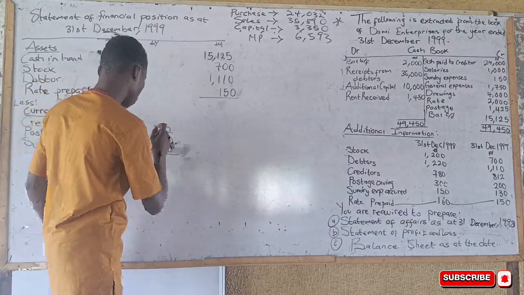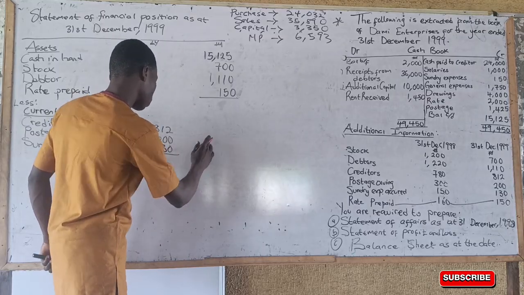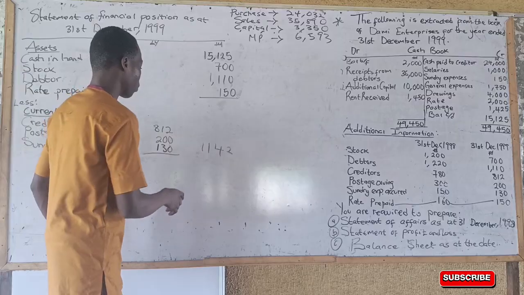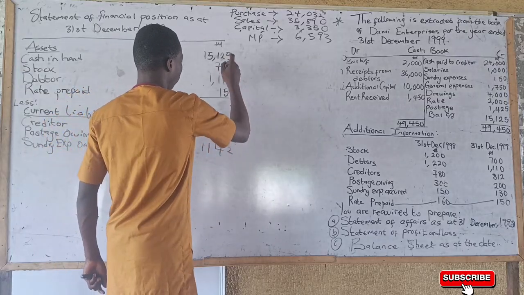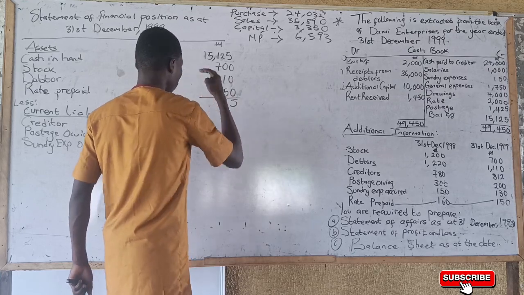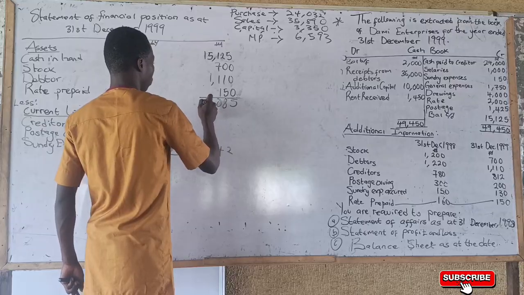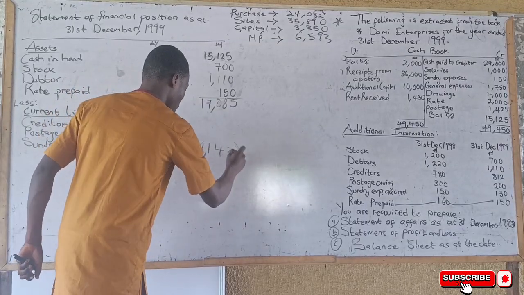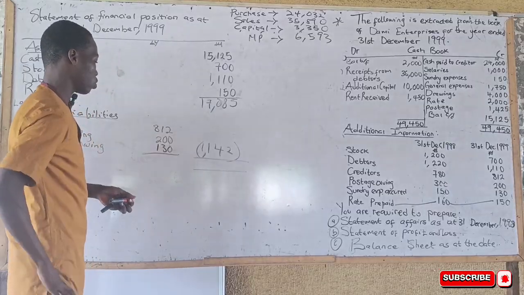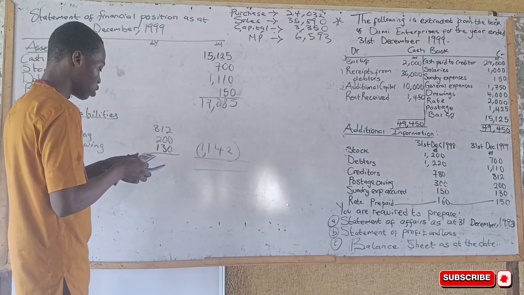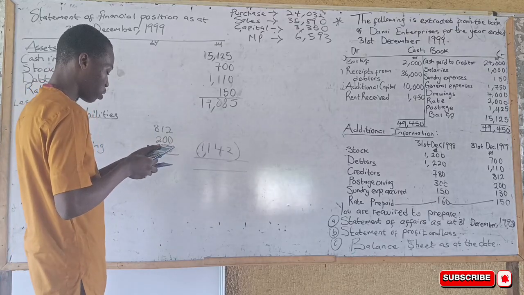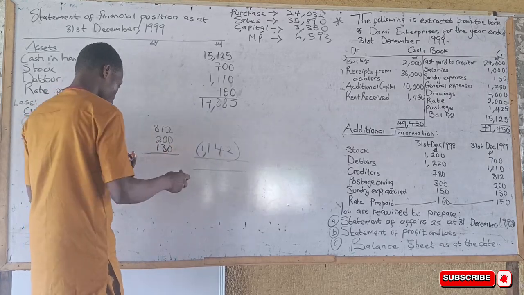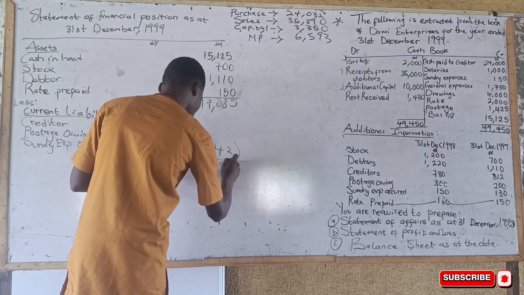So we add this up. The addition of all this is going to give us 1,142. Let's add the assets also, and that's 17,085 naira. And here we have 1,142, which we are going to deduct. So 17,085 naira minus 1,142 gives 15,943.